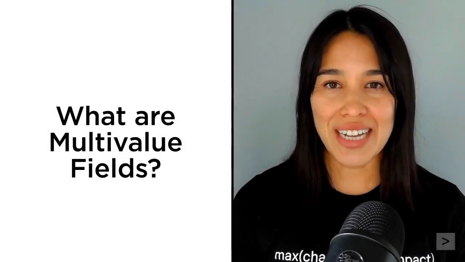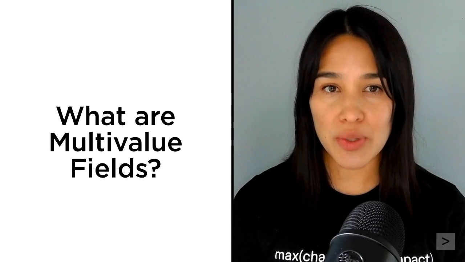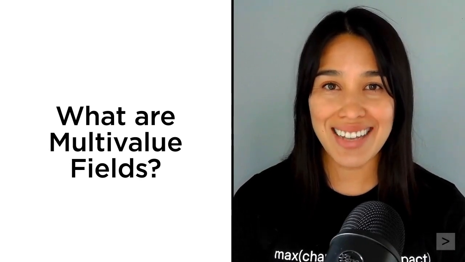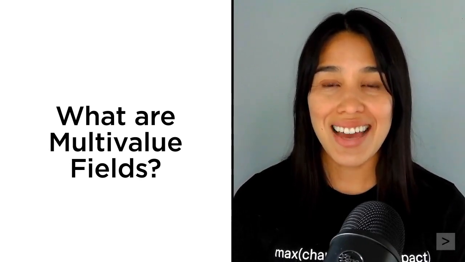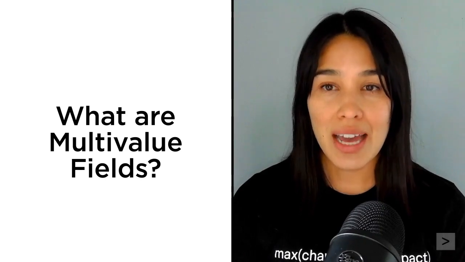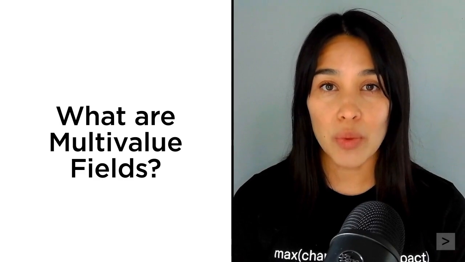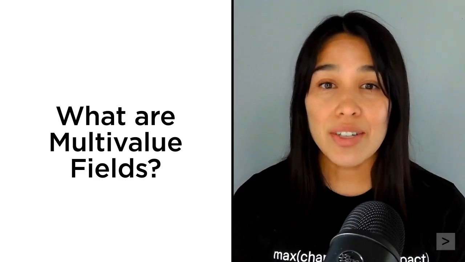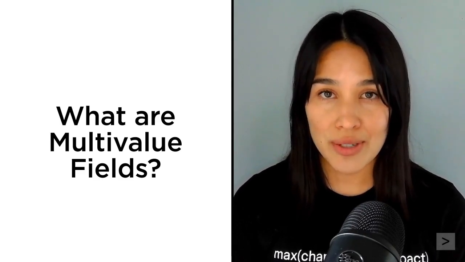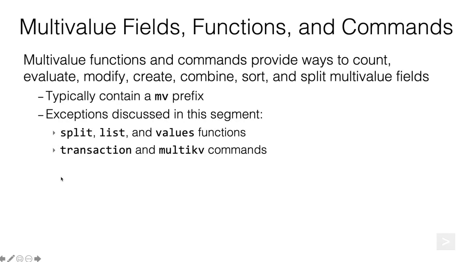Some fields in your data may contain multiple values, such as email logs that contain to, CC, and BCC values, AWS configuration records, and JSON and XML arrays. These are called multi-value fields. A multi-value field is one where within an event, we may have several values to that one field.